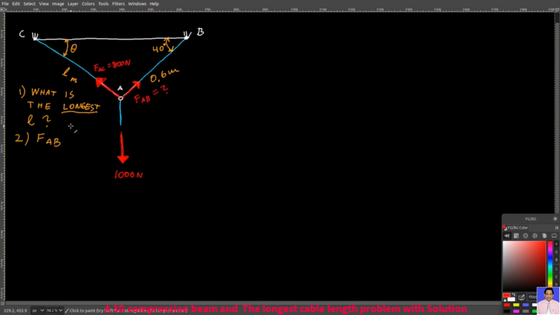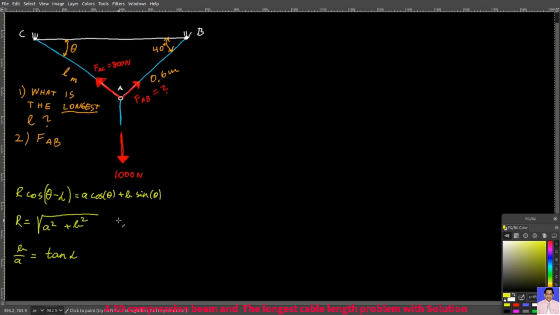So let's now solve this problem. You have to find the longest L for this situation and the force AB. And also, in the previous video, we derived certain mathematical relationships. This one, then this one, and this one. So let's see if we will need these relationships.